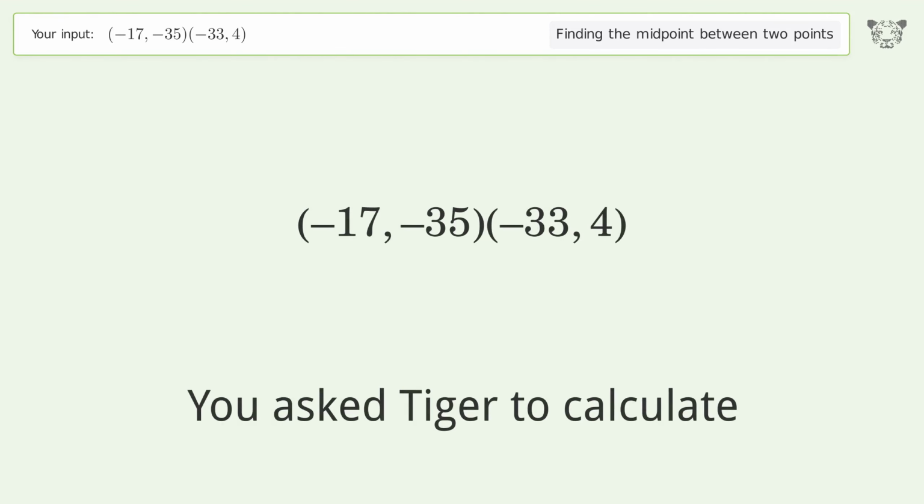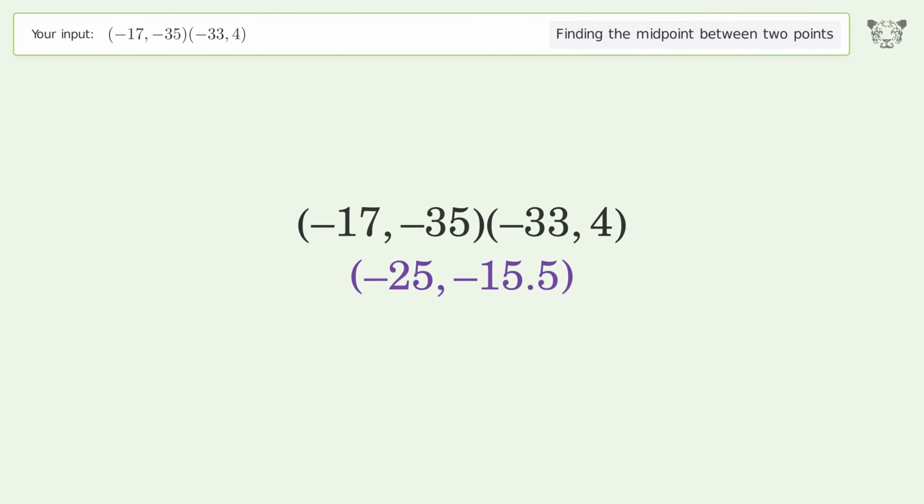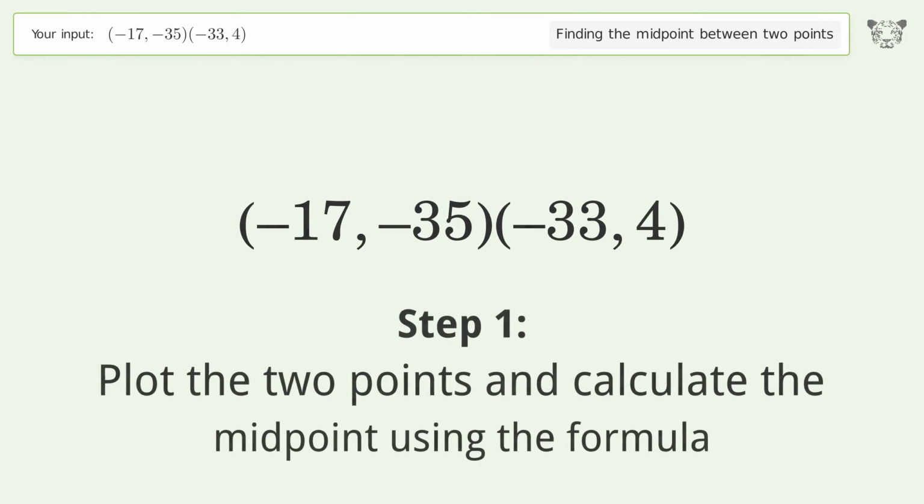You ask Tiger to calculate. This deals with finding the midpoint between 2 points. The midpoint between the 2 points is -25, -15.5. Let's solve it step by step. Plot the 2 points and calculate the midpoint using the formula.